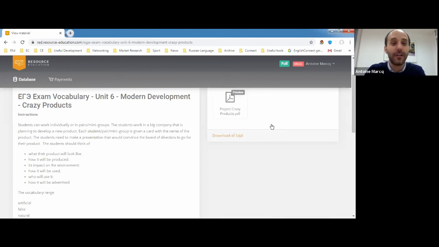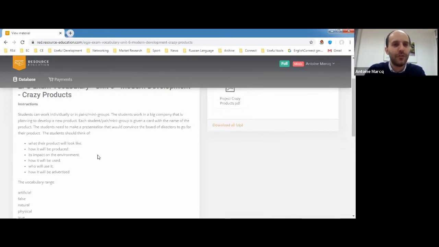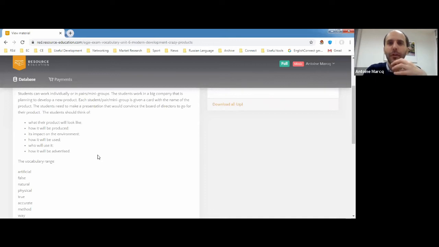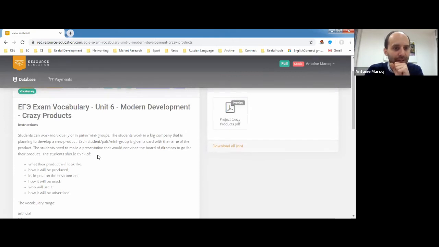So we call this crazy products. Students can work individually or in pairs, mini groups. You can use this activity as a speaking activity or more of a written activity where students at the end describe their crazy products. They might write a letter to an investor to try to convince them to invest in their product. It's very flexible. Remember that Tom and I always love developing activities that are flexible so that teachers can adapt them to their more concrete needs.